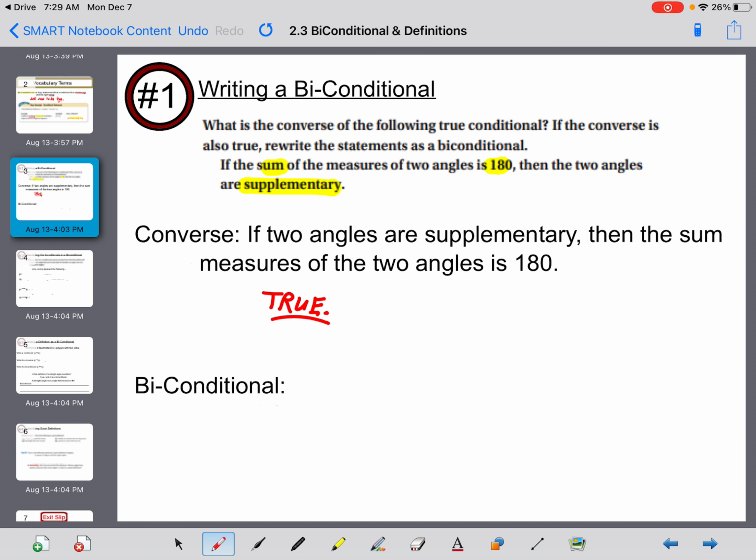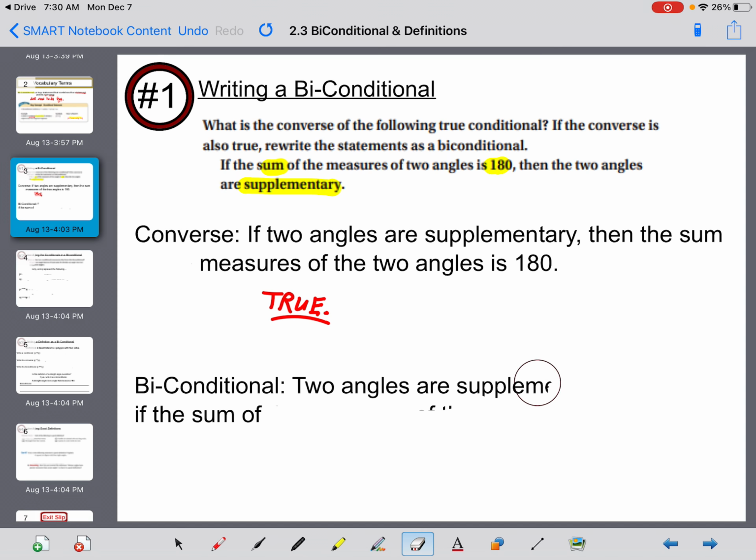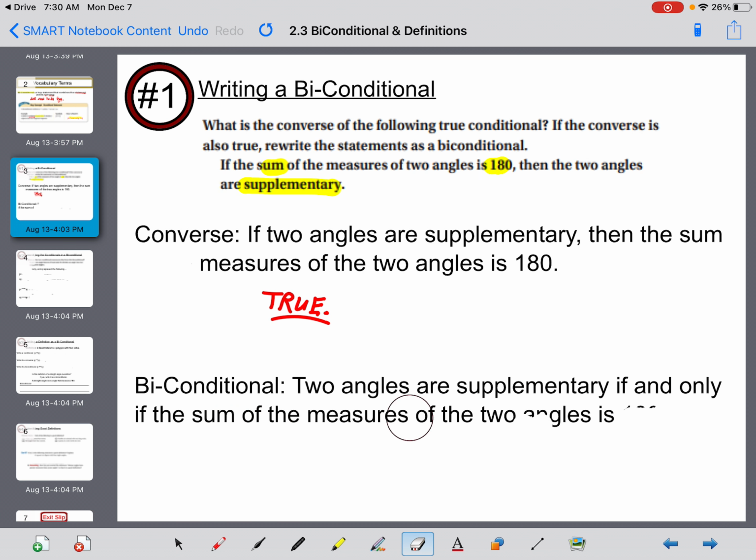which means that we now have to write this conditional statement as a biconditional statement. And we're going to use that term if and only if. Two angles are supplementary if and only if the sum of the measures of the two angles is 180 degrees. Okay, remember, if and only if is how you know that it is a biconditional statement.